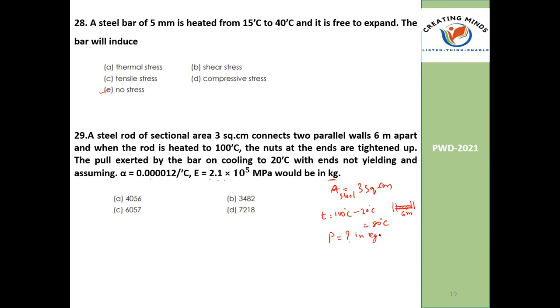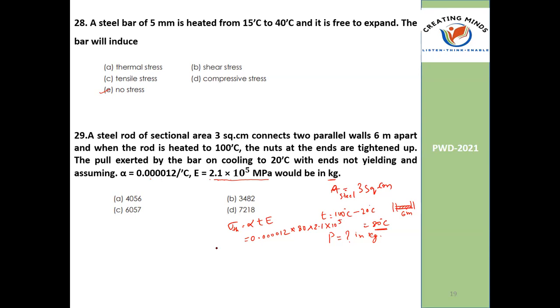Then what is the equation for stress? For temperature stresses, what is the general equation? Alpha T into E. Yes, alpha T E. What is the alpha value? 0.00012, multiplied by the T value, 80. Yes. What is the Young's modulus value? 2.1 into 10 raised to the power of 5.